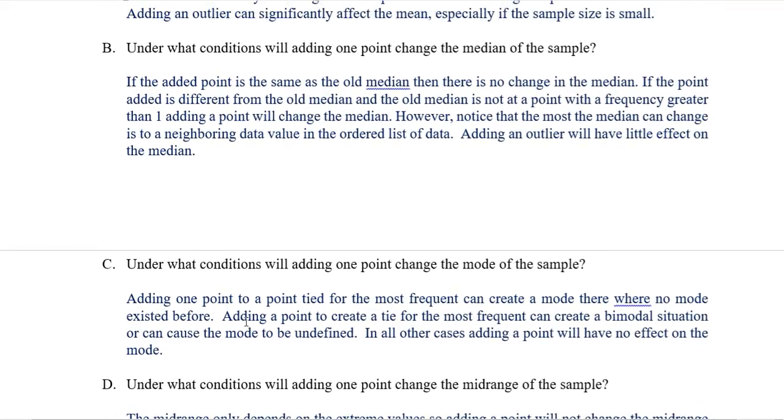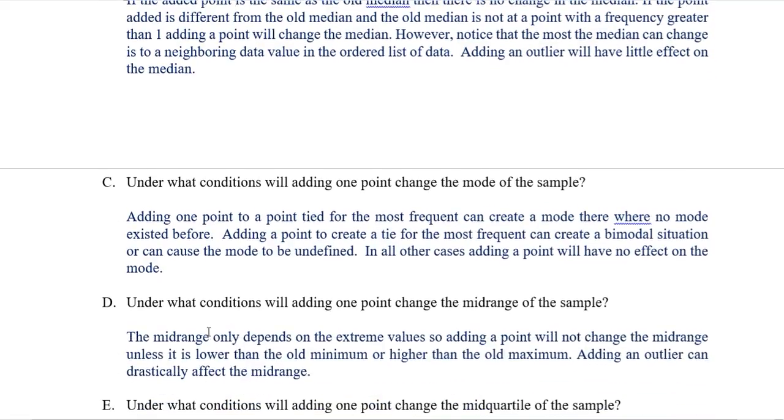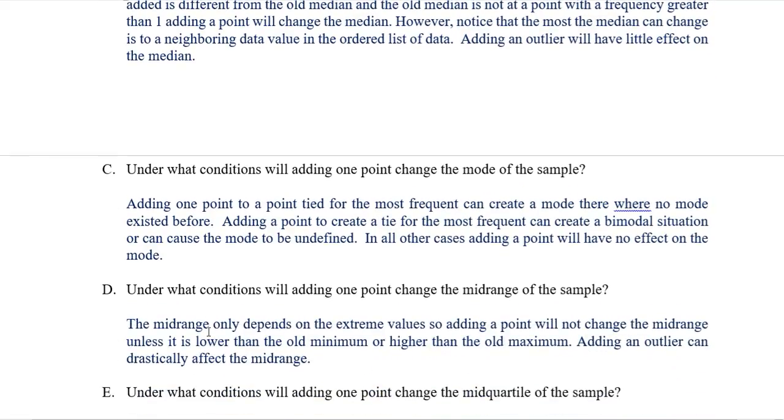What about adding a point? How does that affect the mid-range? Well, the mid-range only depends on the extreme values, so adding a point will not affect the mid-range unless that new point is lower than the old minimum or higher than the old maximum, so you have a new extreme value. So adding an outlier beyond what was the old max or min can certainly affect the mid-range drastically, but adding something in the middle is not going to have any effect.